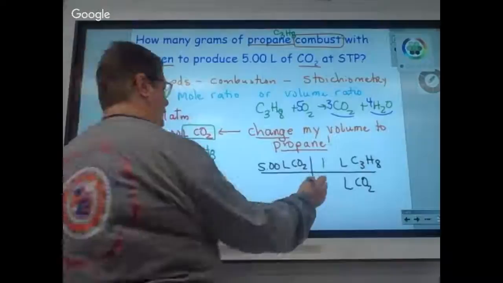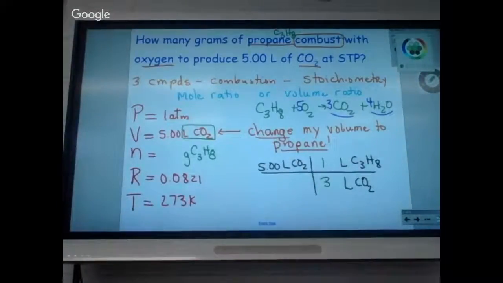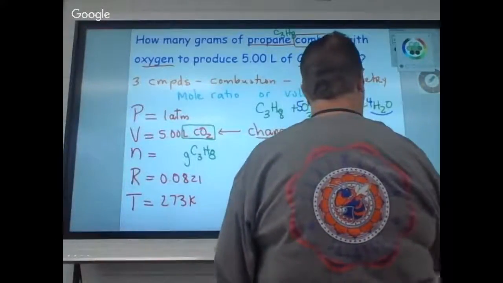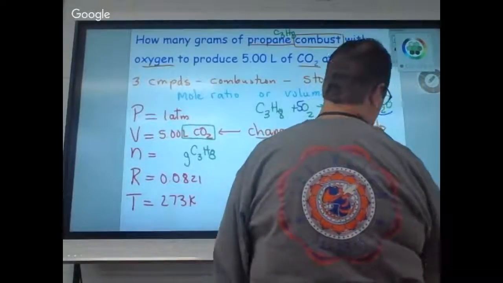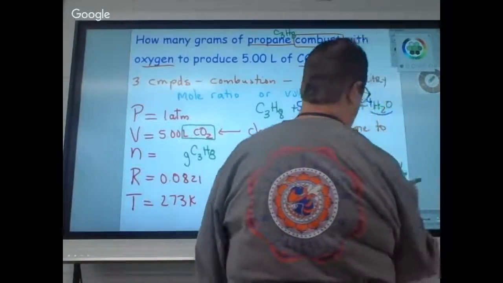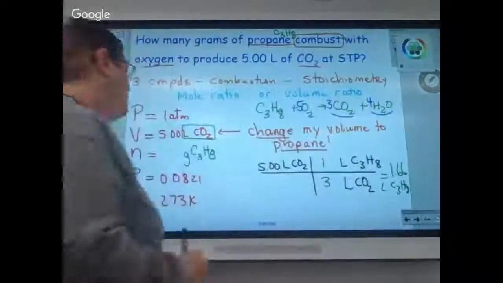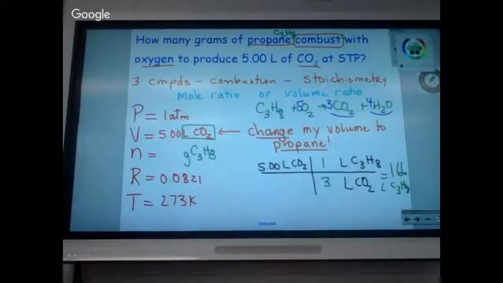3. Okay. So, 5 divided by 3, 1.75? I'm guessing. 1.6? Okay. All right, 1.66 liters C3H8. I don't think I can fit that there, so I'm going to back that up. All right, so now my problem is exactly what you guys have worked for the last 2 days.